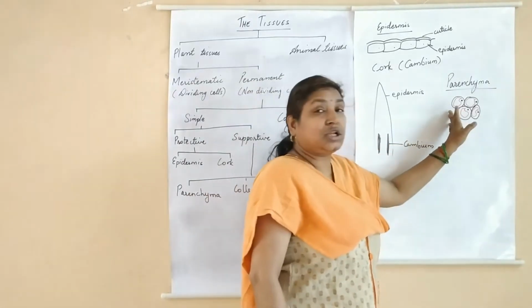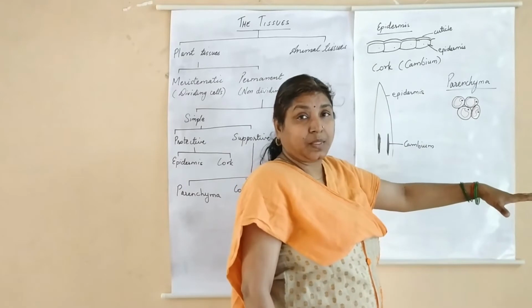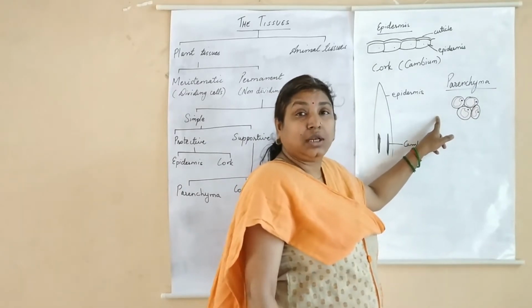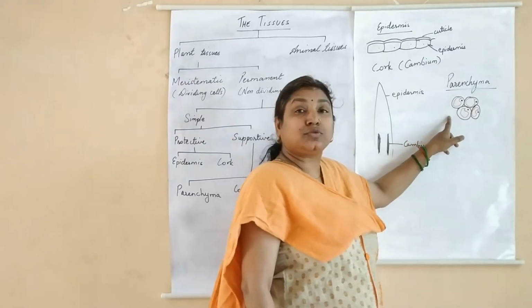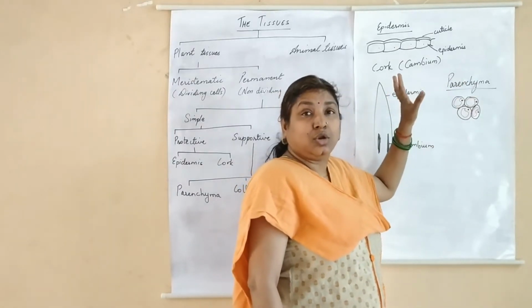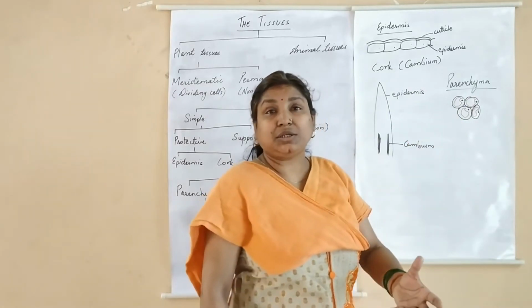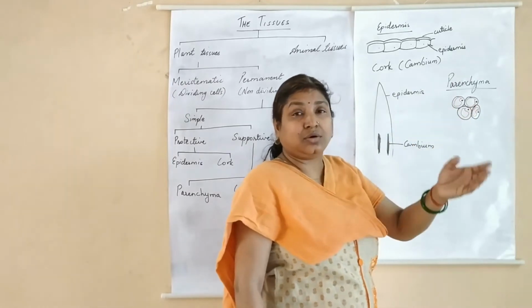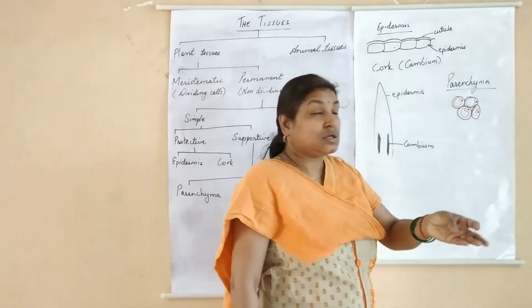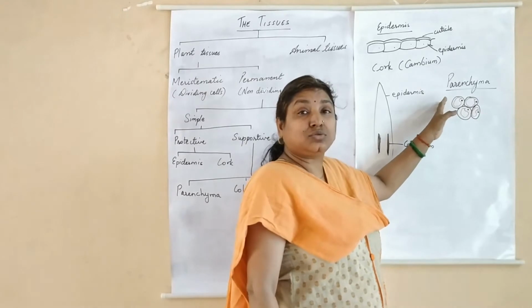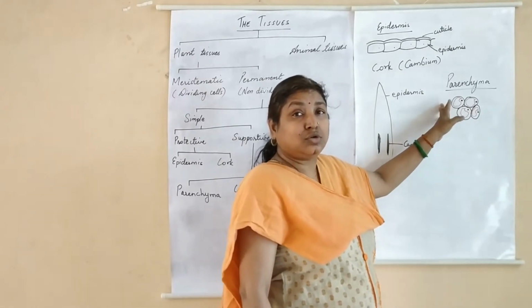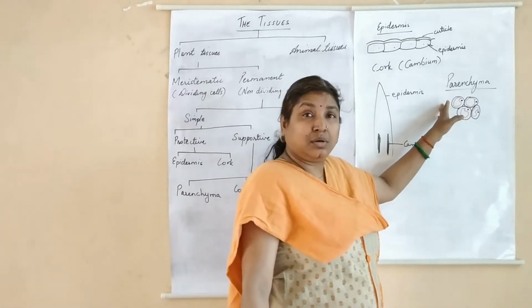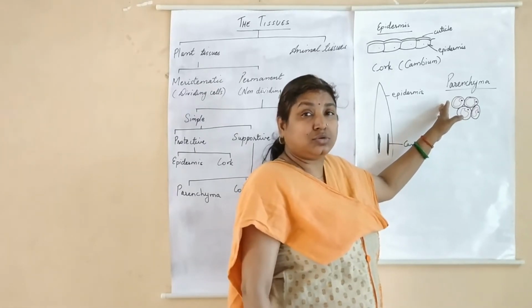They have large nucleus and provide support. Apart from providing support, in some of the plants it stores food, like in potatoes. Parenchyma stores food. The food is stored in the vacuole. Not only this, the waste produced by the plant is also stored in parenchyma cells, in the vacuole, like resins, tannins, gums. So parenchyma is both supportive as well as acts as a storage organ.